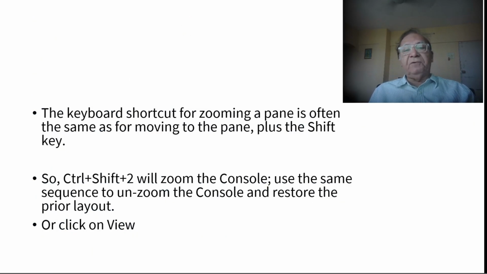The keyboard shortcut for zooming a pane, because I told you there will be 4 panes: you can zoom a pane with Control plus Shift plus the pane number. So Control plus Shift plus 2 will zoom the console. Use the same sequence to unzoom the console and restore the prior layout. There is also a command in RStudio. You can simply zoom it, you can delete the files, or click on View to view the files.